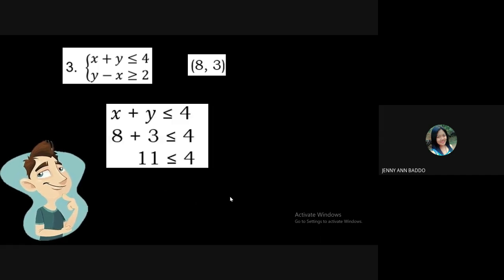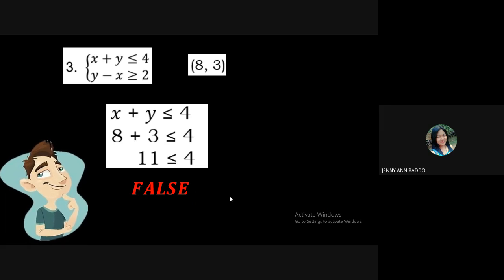So again, we have to substitute. Using the first linear inequality, x plus y is less than or equal to 4, we have 8 plus 3 is less than or equal to 4. 8 plus 3 is 11. So we have 11 is less than or equal to 4. And that statement, of course, is false because 11 is greater than 4.